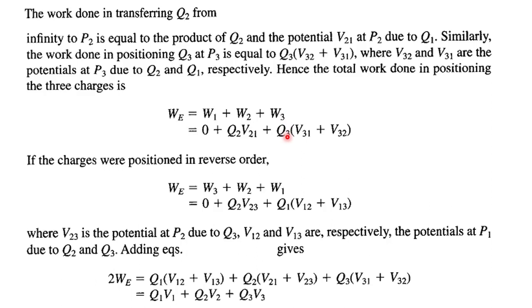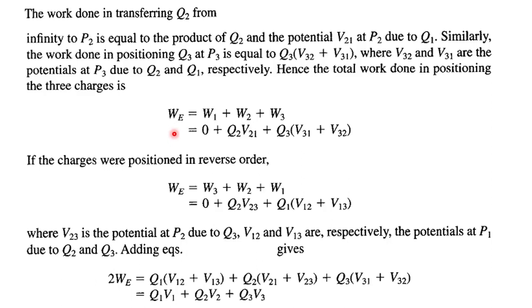Now W3 is Q3 in bracket V31 plus V32. So this is the work done in moving the charge Q3. Clear? So it is Q into V. So this is the work done while moving the charges from infinity to those positions P1, P2 and P3.